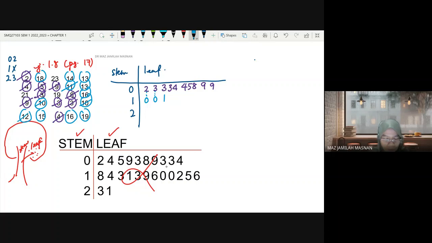Then you have 12, you got 2. And then 13, you got two 13s, so 3, 3. And then 14, 4. And then 15, 5. And then 16. And then 19.